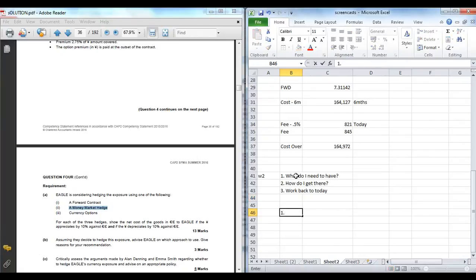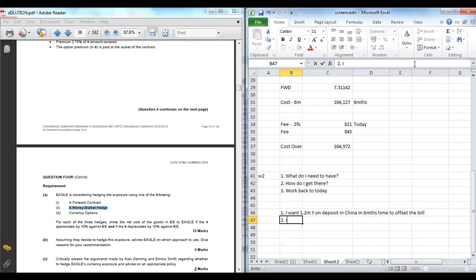But in this case, what do I need to have? Well, I have a Chinese yuan bill in 6 months' time. So I want 1.2 million, I'll just do capital Y for Chinese yuan, on deposit in China in 6 months' time to offset the bill. So that means I don't have to pay the bill, I don't have to retranslate it back. I just take my 1.2 million Chinese yuan out of the account and pay my supplier. No foreign exchange risk because I'm not translating. So how do I get there?